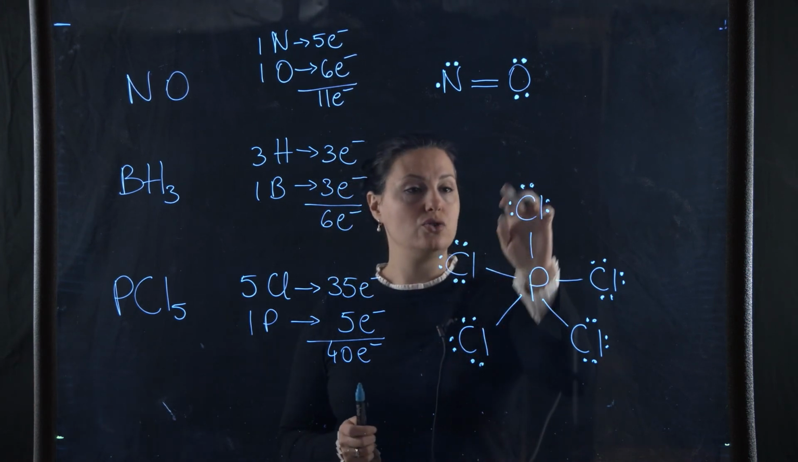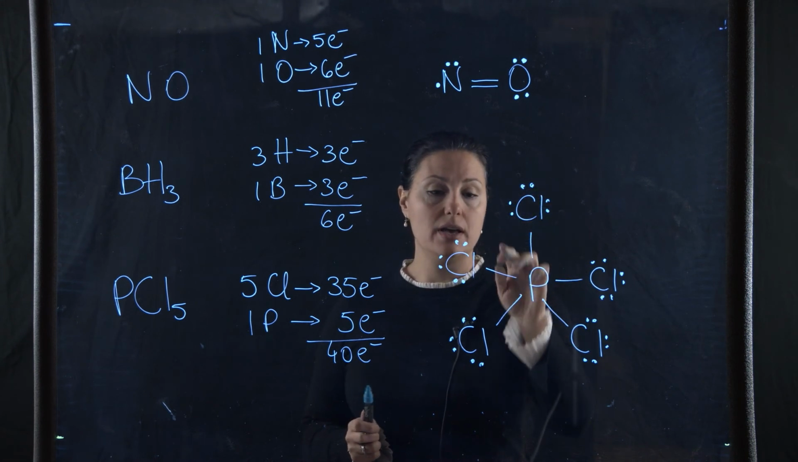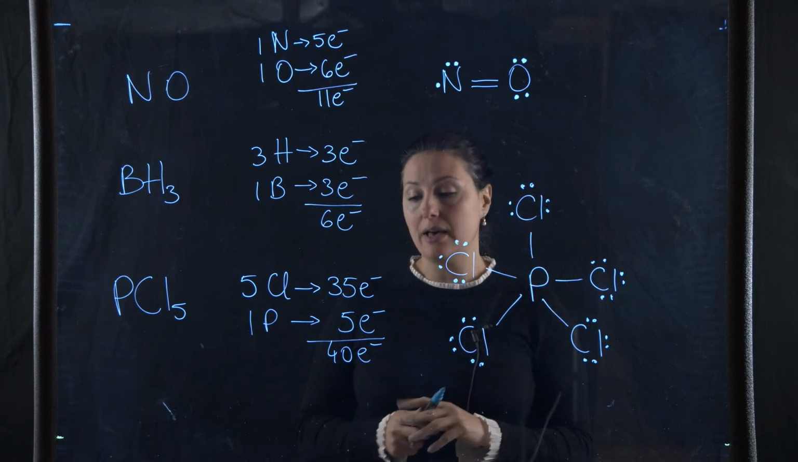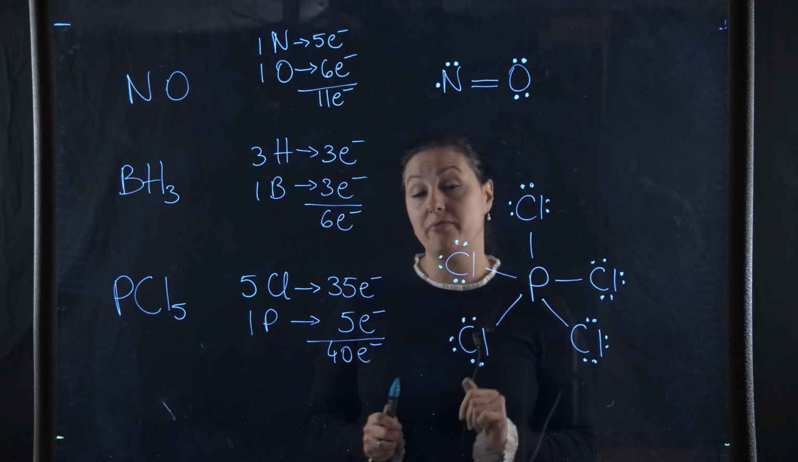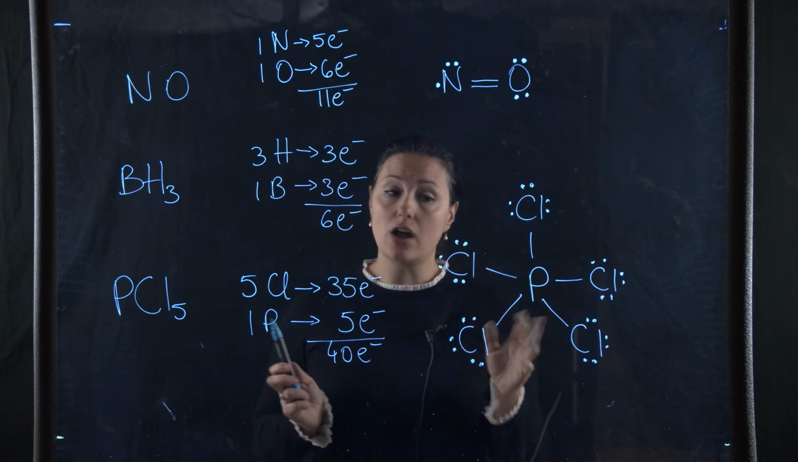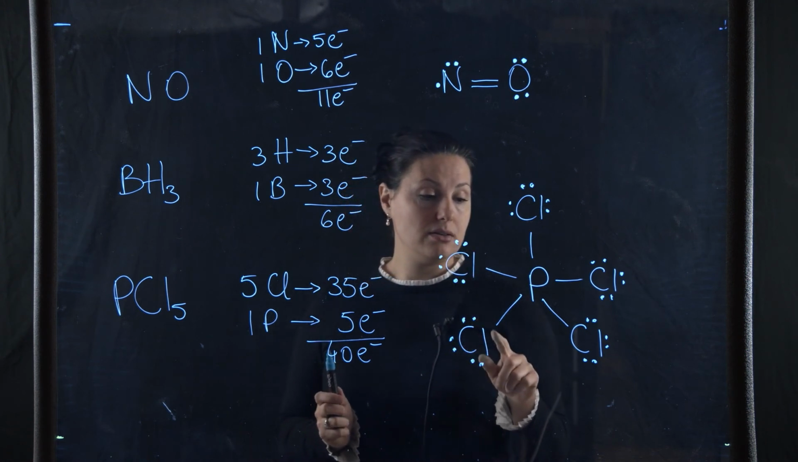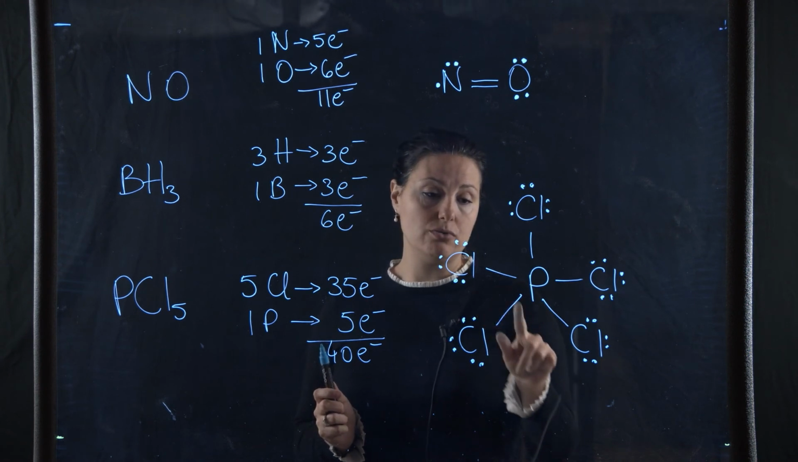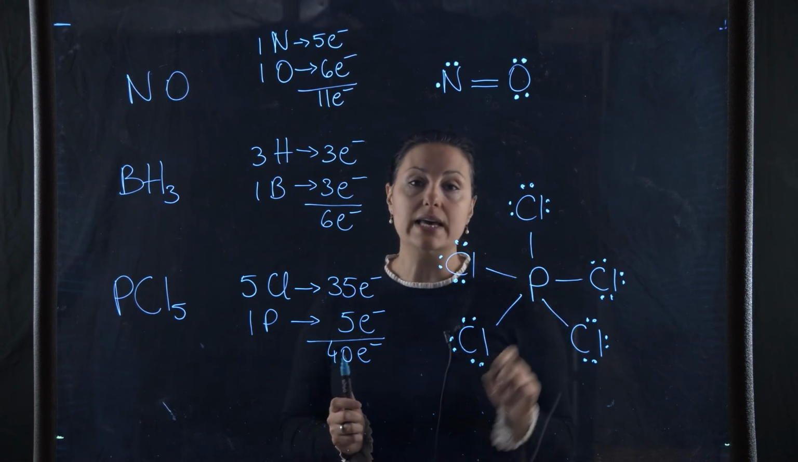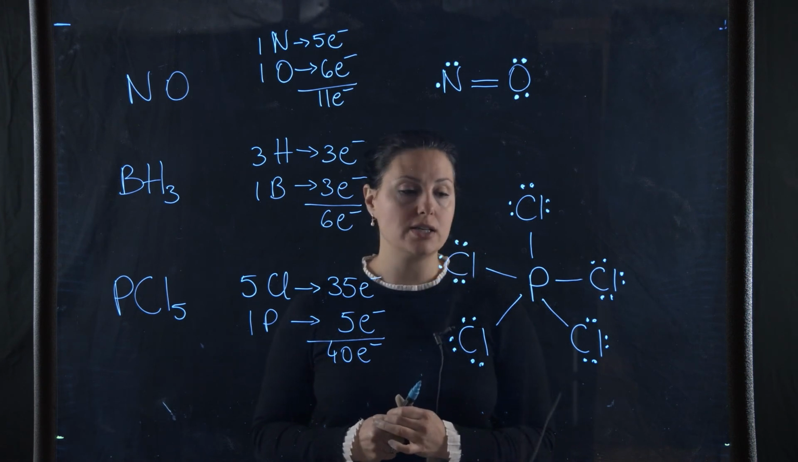Okay. Now let's count the total number of electrons. 2, 4, 6, 8. So I have 8 for 1 chlorine, but I have 5 chlorines. That means I have used up all my 40. So 8 times 5 is 40. My chlorines are all happy, 2, 4, 6, 8, because they have the full octet. But my phosphorus, let's count, 2, 4, 6, 8, 12. It can have 12 electrons around, so 4 more than the octet.